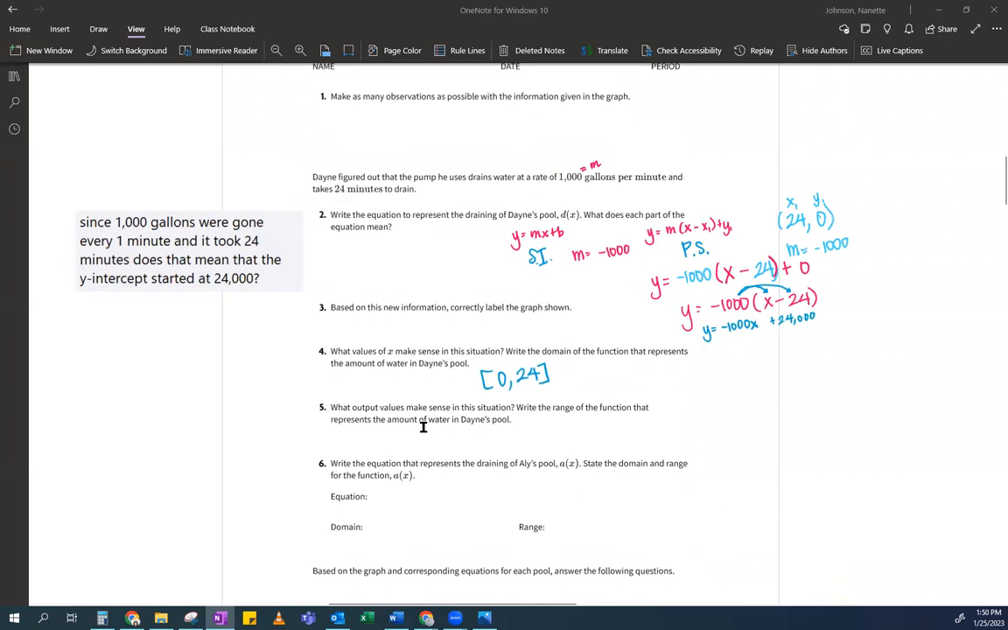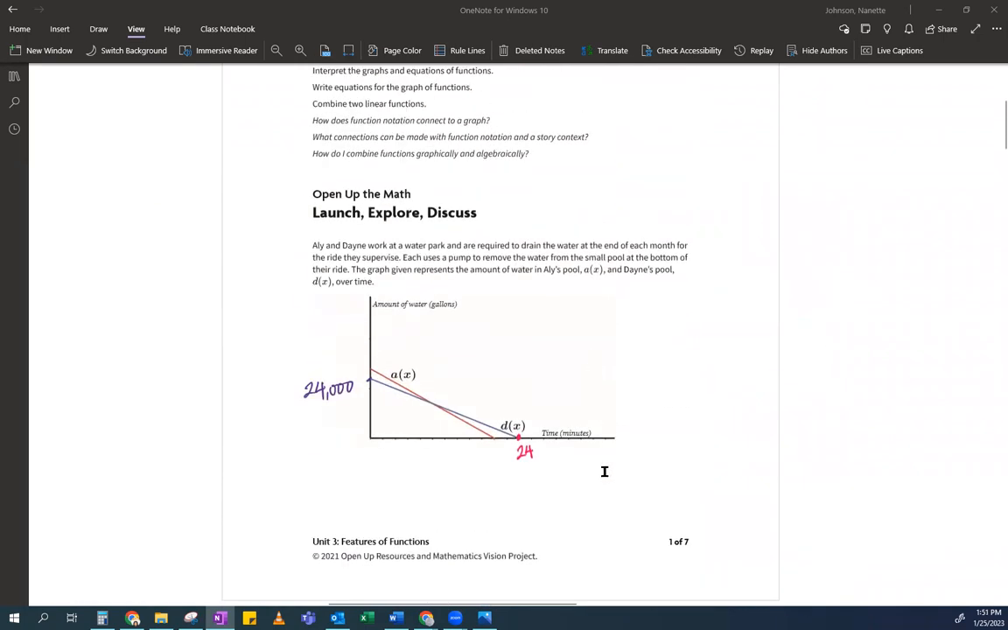What output values make sense in this situation? Write the range of the function. What's the range? From what to what? It's just the other way. What's the lowest Y value? Start at the bottom. Range is our output. Very good connection. So the lowest Y value for our blue function is what number?